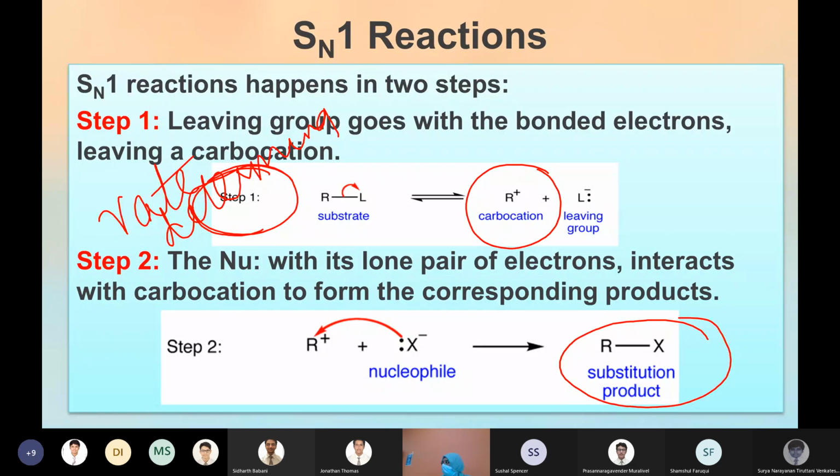So in step 1 and step 2, step 1 is the slowest step, which is the rate determining step. The slowest, rate determining step has only one reagent or one reactant. That is why the mechanism is unimolecular. Clear?